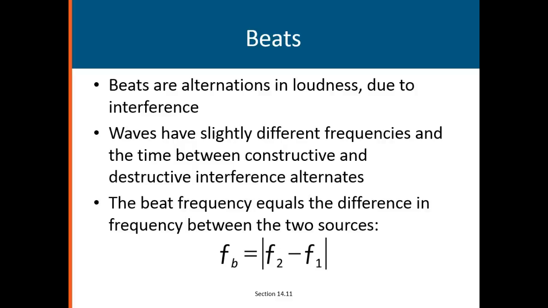So you have two sources, one with a frequency 1 and one with a frequency 2. The beat frequency is the absolute value of the difference between them. In other words, if frequency 1 was less than frequency 2, the beat frequency would still be a positive number. Absolute value ensures that. If 2 is greater than 1, then it's still going to be what it is. So the beat frequency equals the difference in frequency between the two sources, the absolute value of the difference.